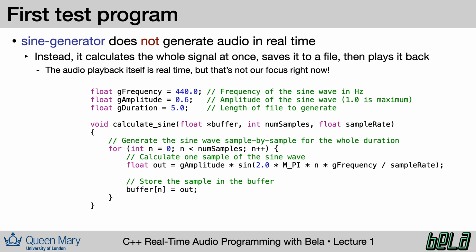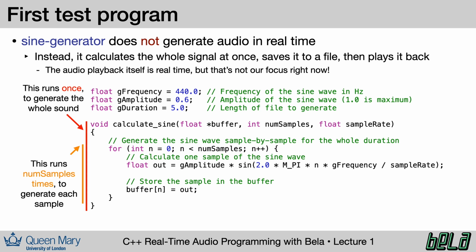Now, specifically, we have this function called calculateSine. The idea is that this runs once at the beginning and generates the entire 5 seconds of audio. Within calculateSine, you can see there is this for loop. Now, if you have not seen a for loop before, there are a number of really good tutorials on C and C++ that will take you through more details of this, but the essential idea is that this is a way of writing a block of code which runs a fixed number of times in a loop according to certain conditions that you specify. So what we're saying is that this code is going to run numSamples times.